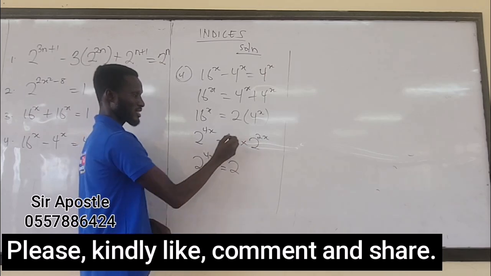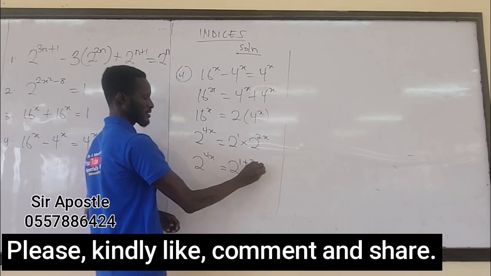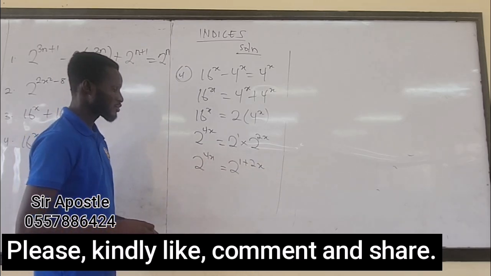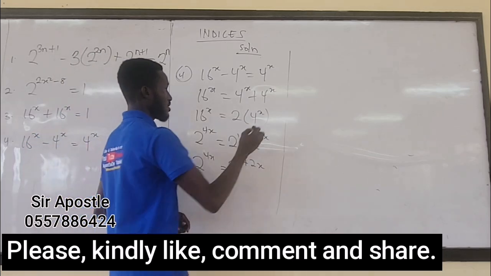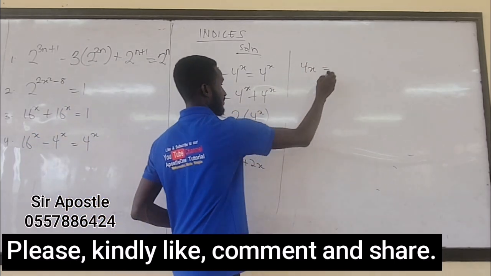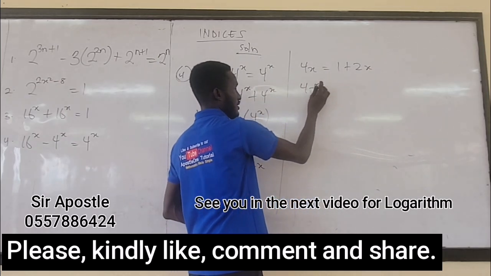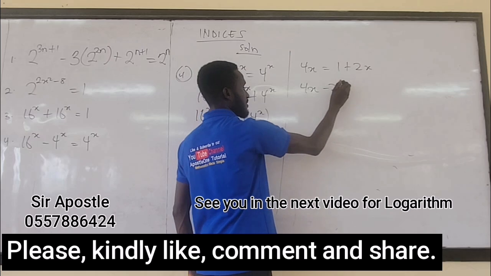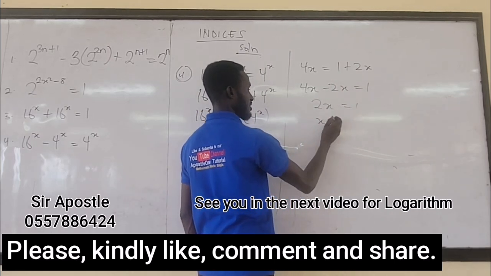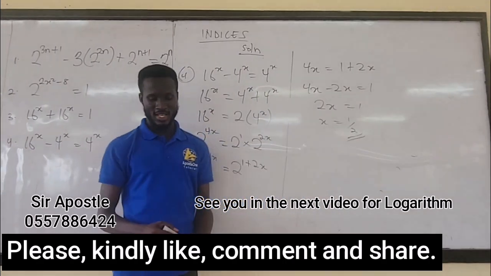Since they are multiplying, this one has an exponent of 1, so we add the exponents. So we have 1 plus 2x. Now at this point, since the bases are the same, the exponents are also the same, so I need to equate the exponents. So we have 4x equal to 1 plus 2x. Now we group like terms, then we easily solve for x. So x is equal to 1 over 2. Just as simple as that.